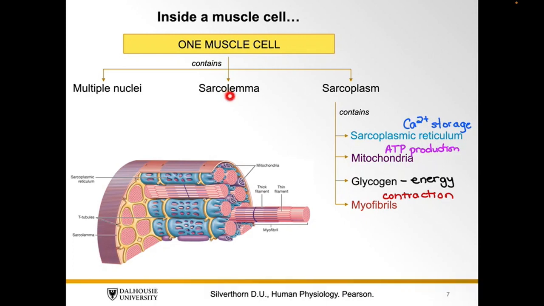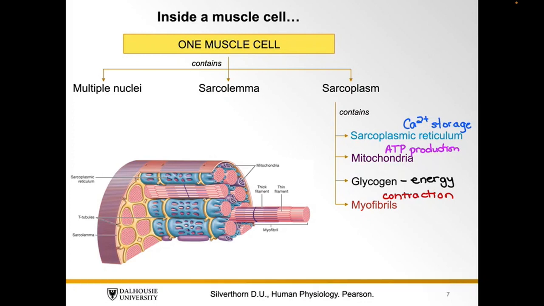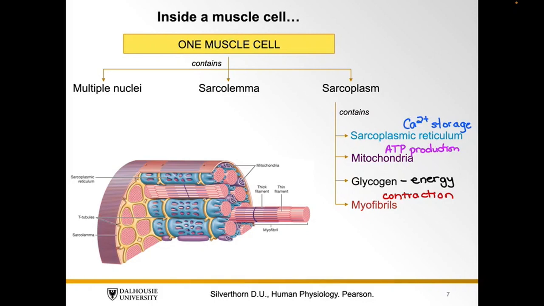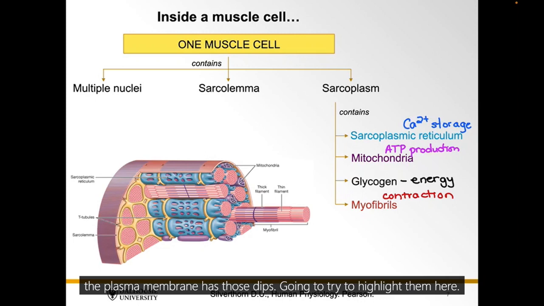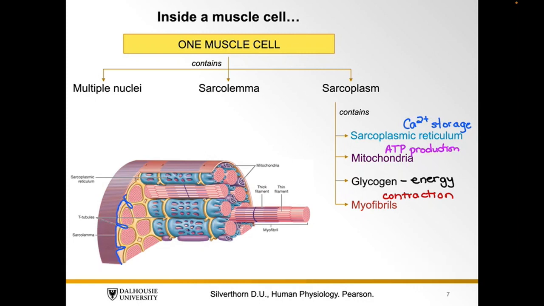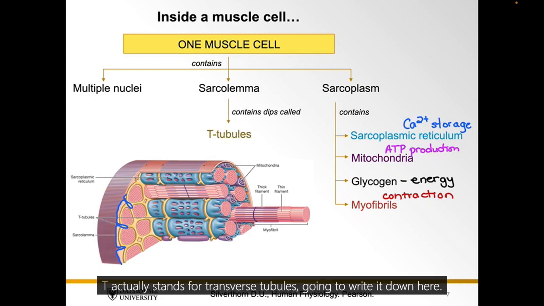Now I want to bring your attention to the sarcolemma. Remember, the sarcolemma is the plasma membrane of the skeletal muscle. When we think about the plasma membrane of a cell, we often think of this really nice round shape. It's not the case in skeletal muscle. In skeletal muscle, the plasma membrane has those dips. I'm going to try to highlight them here. So plasma membrane here, and then it dips here. And then plasma membrane, and it dips here. And so on and so forth. So all of these dips are called T-tubules. T actually stands for transverse tubules. I'm going to write it down here.